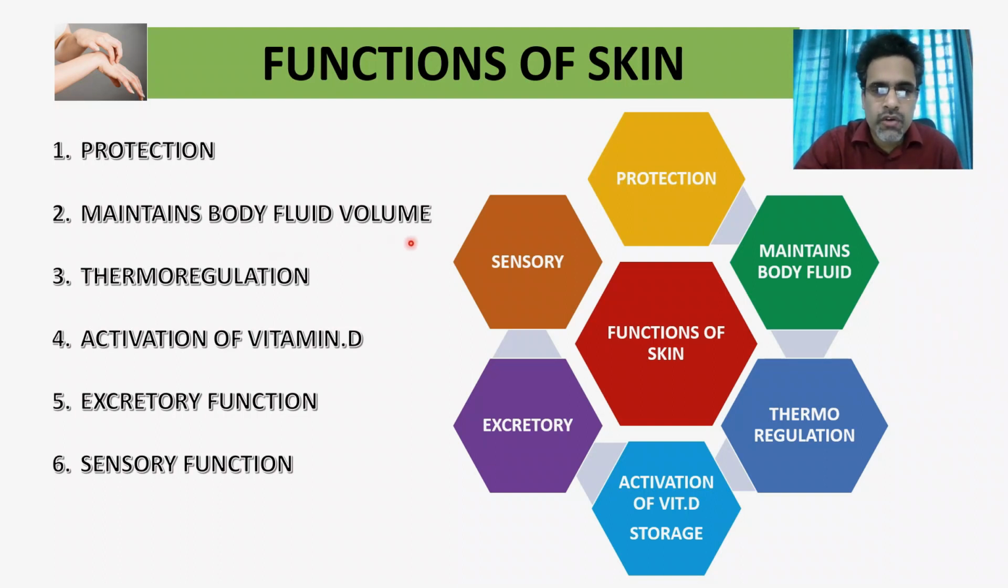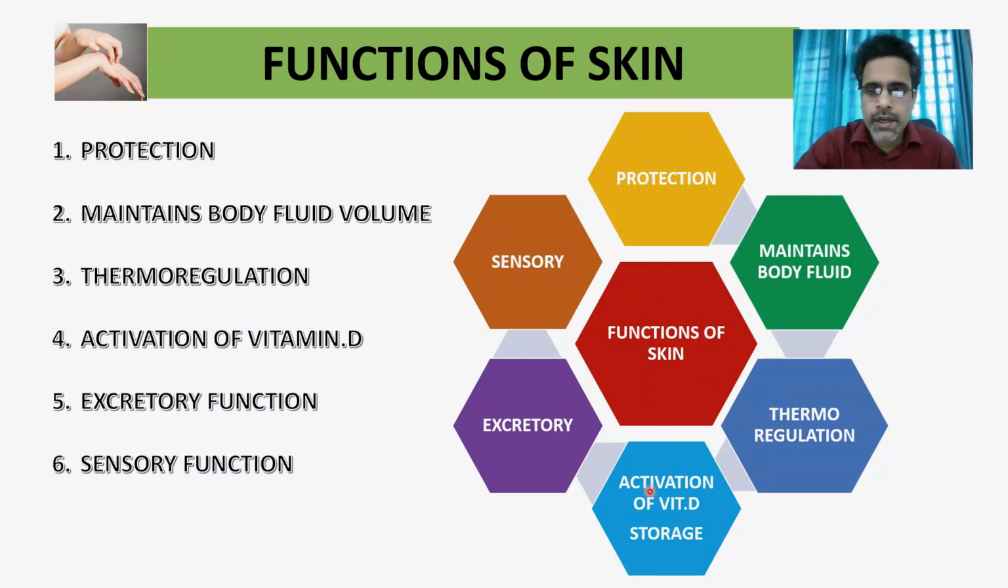Second thing is maintenance of body fluid. Body fluid cannot evaporate from the internal environment, because skin exists as a barrier to prevent the evaporation of body fluid. Next, thermoregulation: by sweating, fluid can be perspired out, and this is a thermoregulatory mechanism. In extremely hot climate we will sweat, and through that sweat the excess body heat is transmitted to the external environment.